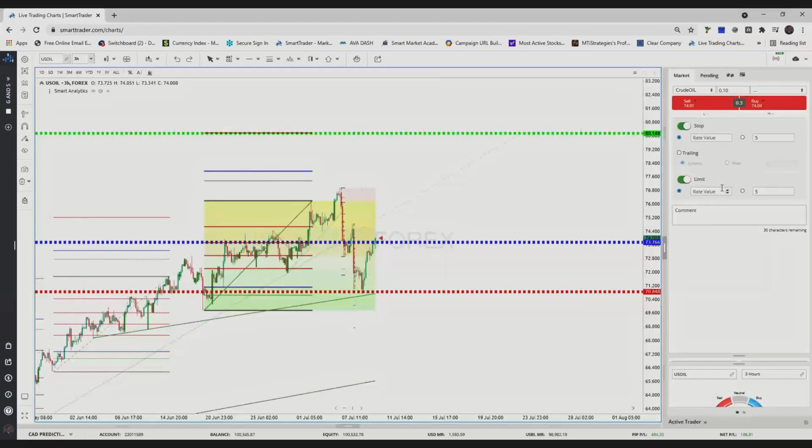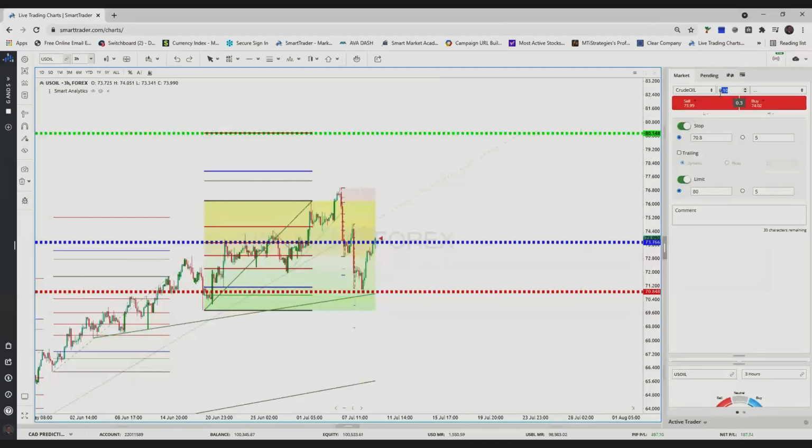We're going to look at lots of FX pairs. I think there's good opportunity on a lot of dollar pairs right now. But let's go ahead and figure out what to do with oil here. Rate value, let's just say 70.8 will be my stop loss. And my limit, let's just say 80 bucks.